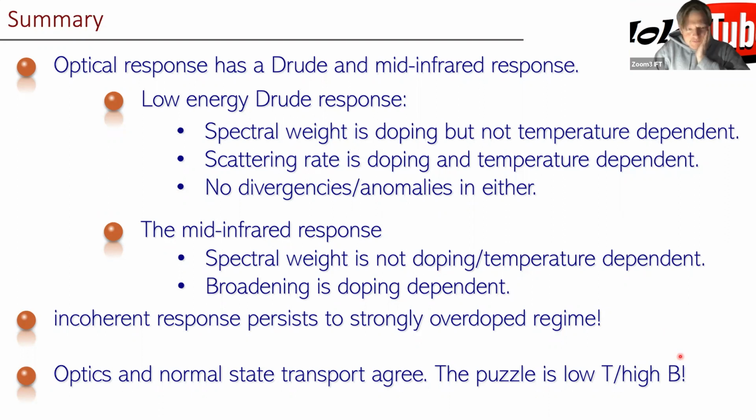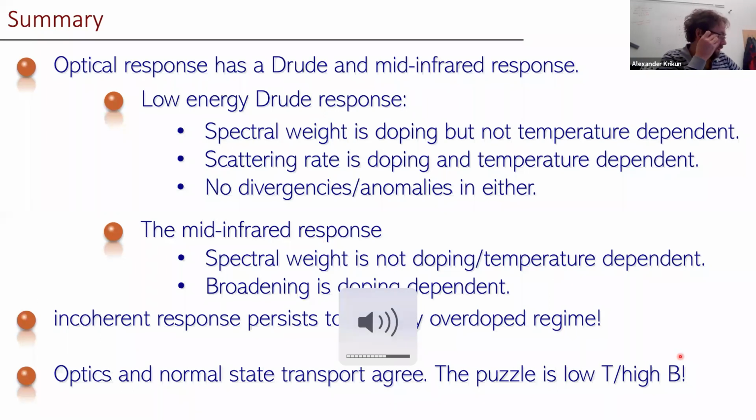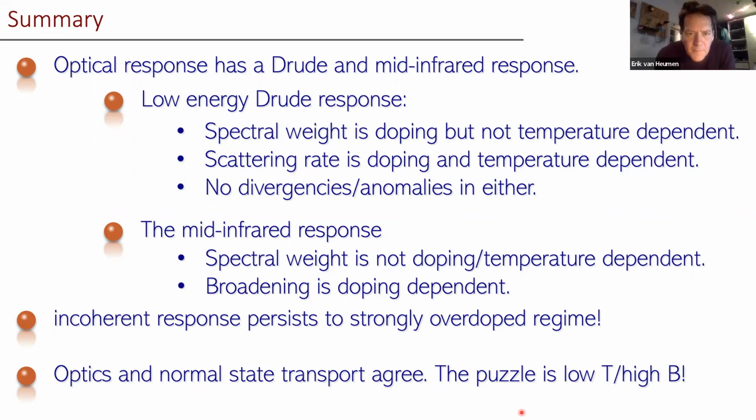Can I ask? I might have missed it, but you're using this modified line shape for the second component with an exponent beta in the denominator. Yes. But what is the value of beta which you get, and does it depend on anything?